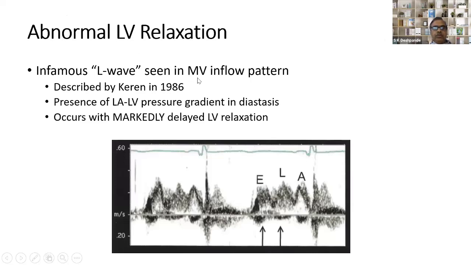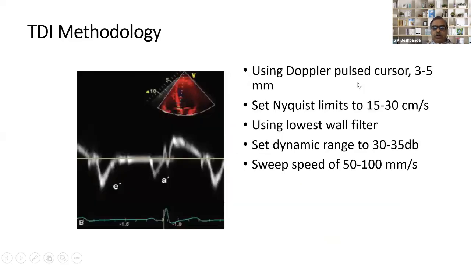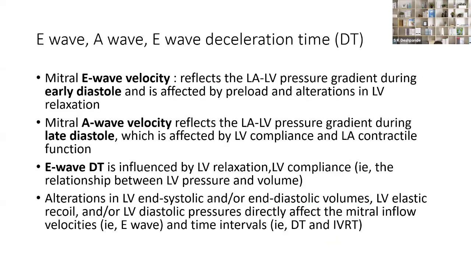Sometimes, as the left ventricle takes a long time for relaxation, diastasis becomes an important aspect of LV filling, and there an L wave sometimes appears. These are things cardiologists look after, not for your concern, just for your knowledge. E wave velocity reflects the pressure gradient in early diastole and is affected by preload and alterations in LV relaxation. A velocity reflects the filling gradient in late diastole. The E wave deceleration time is influenced by LV relaxation, so more time is required for the E to come down to normal.